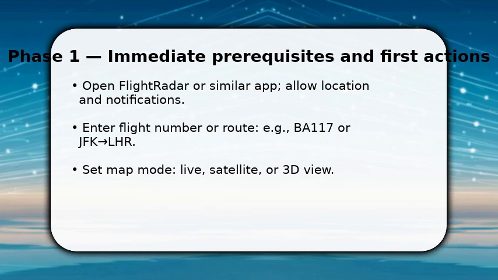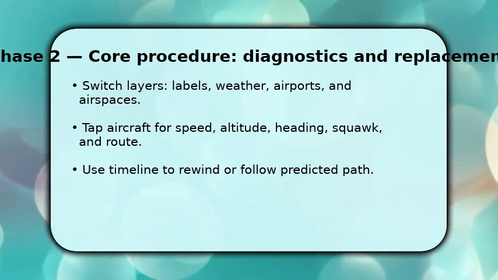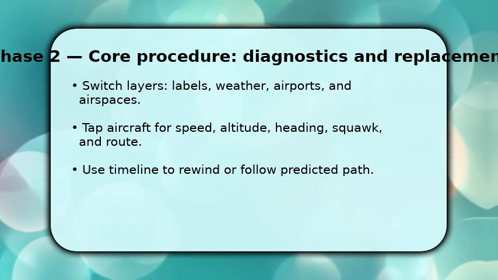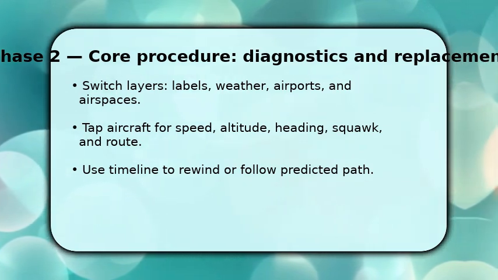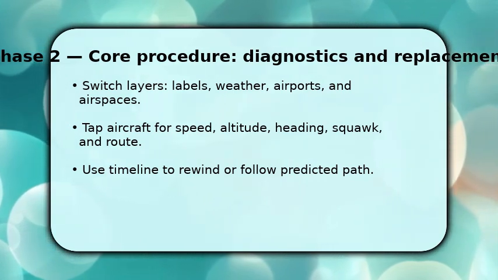Now refine what you see. Toggle layers for labels, weather overlays, airport diagrams, and restricted airspaces so you understand external influences. Tap an aircraft to reveal speed, altitude, heading, squawk code, and the filed route. That explains why it's deviating or holding.